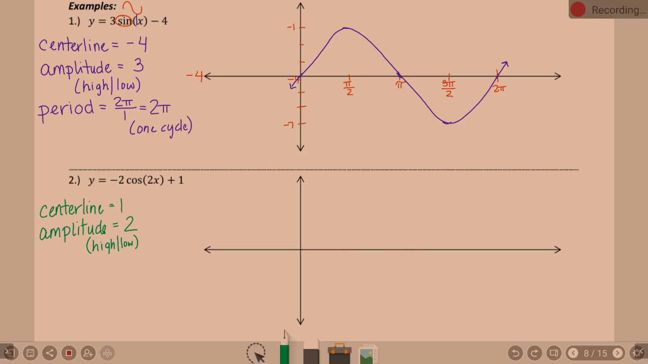What does that negative mean? A negative out front means we're going to flip this graph. We're going to reflect this graph. So because there's a negative out front, there's going to be a reflection. And it's always a reflection across the x-axis when the negative is out front. Okay?